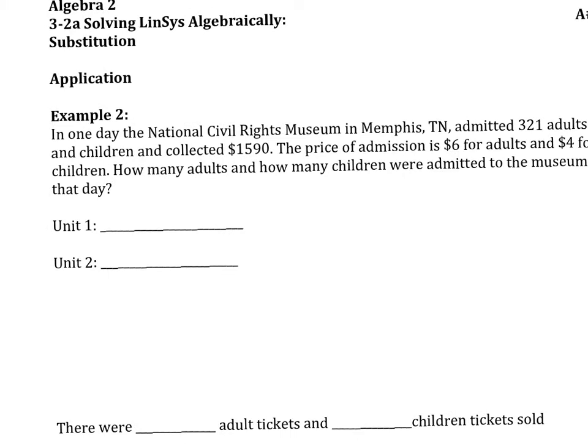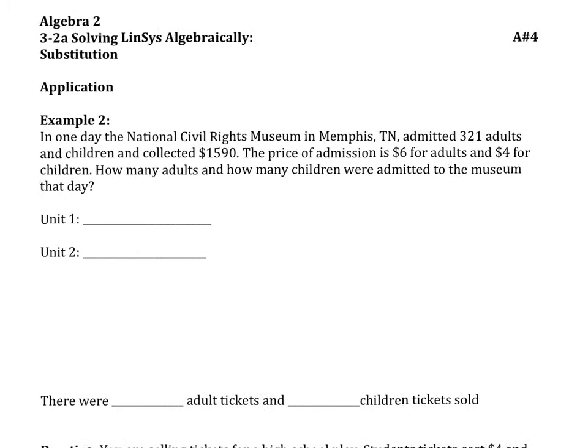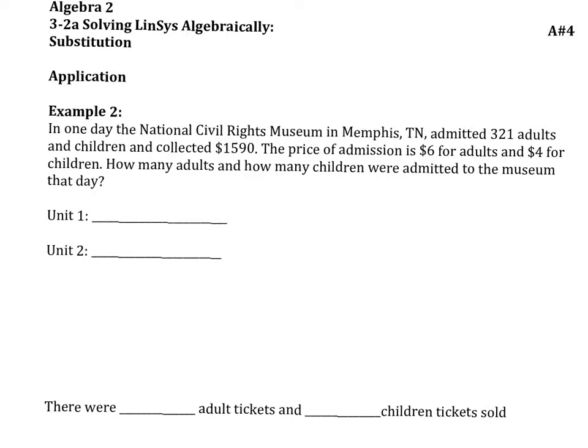So in one day, the National Civil Rights Museum in Memphis, Tennessee, admitted 321 adults and children total, and collected $1,590. The price of admission is $6 for adults and $4 for children. So how many adults and how many children were admitted that day?